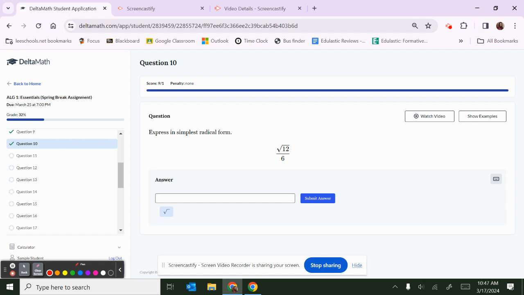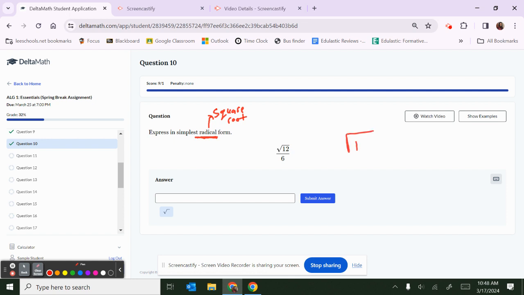For this question, guys, it says express in the simplest radical form. A radical is a square root. So when I'm saying I'm trying to simplify the radical, that means I'm trying to simplify the square root. For this question, I see a square root at the numerator, but I do not see one at the denominator. That means I have to simplify this square root first before I can do anything with the denominator, all right?